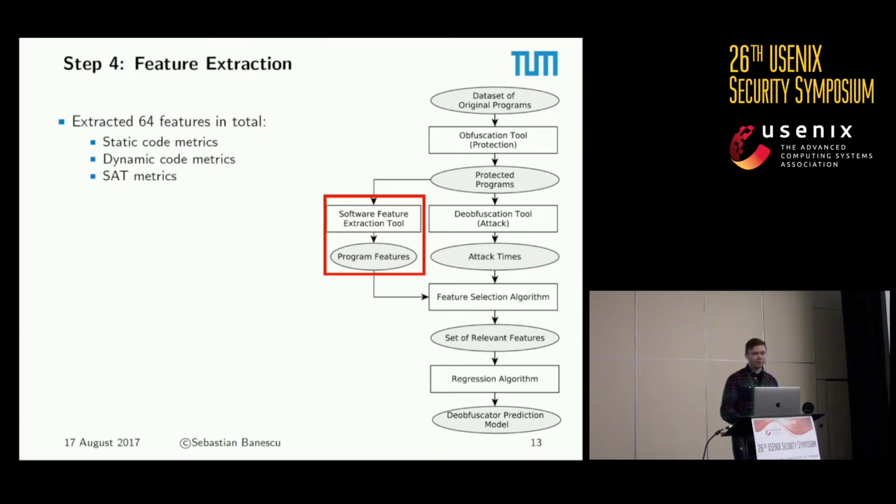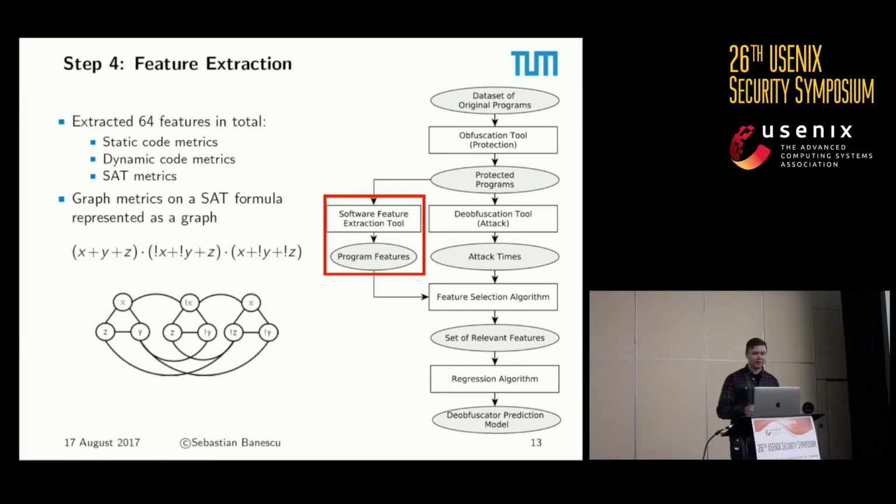Now you may be wondering, what are SAT metrics? Well, they're graph metrics on SAT instances which are represented as graphs. So if you have this SAT instance shown here, consisting of 3 variables, x, y, and z, you can represent it as a graph, as shown here, where an arc between 2 nodes represents a disjunction, and a node represents a variable, or a negation of a variable.